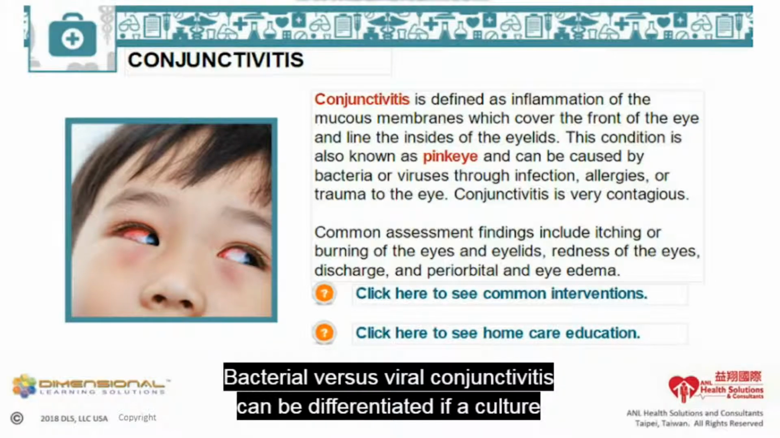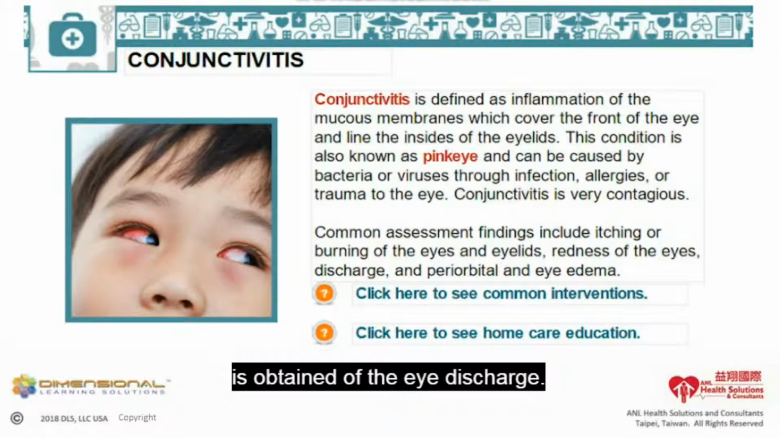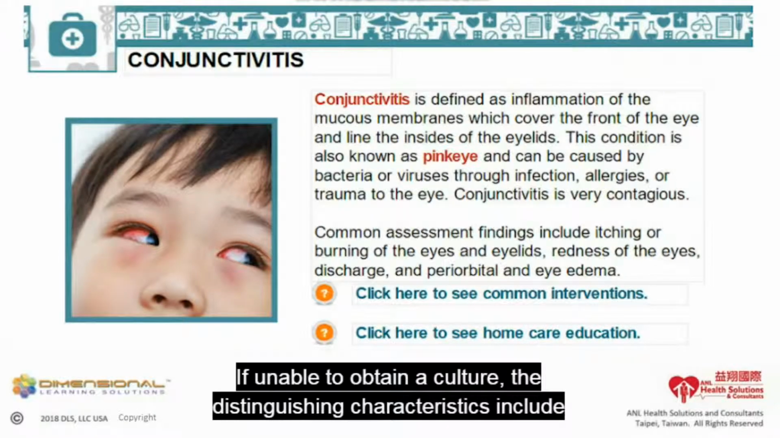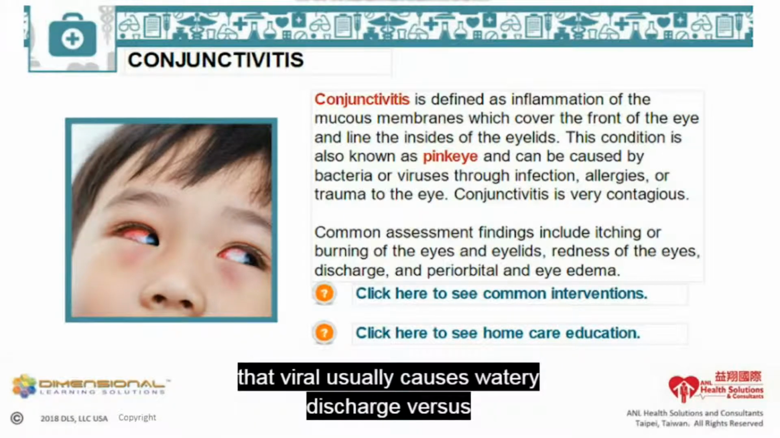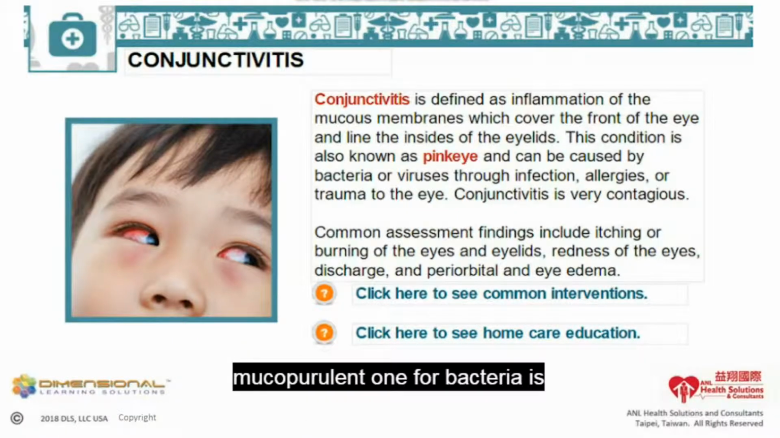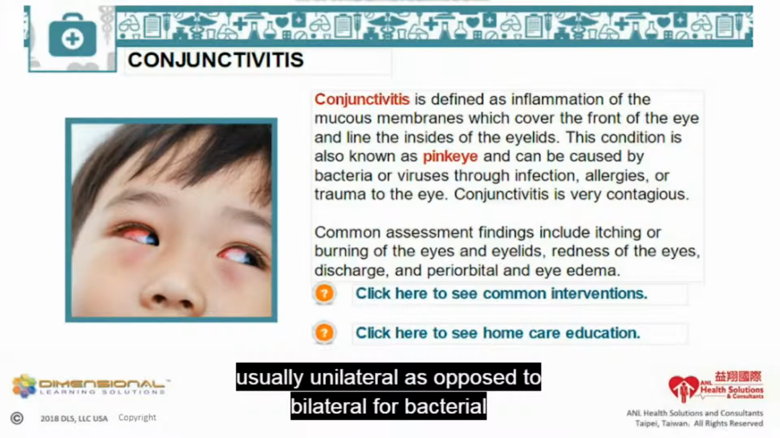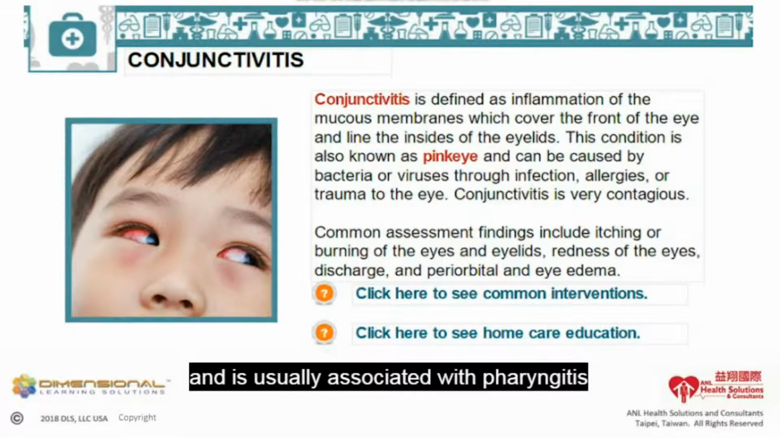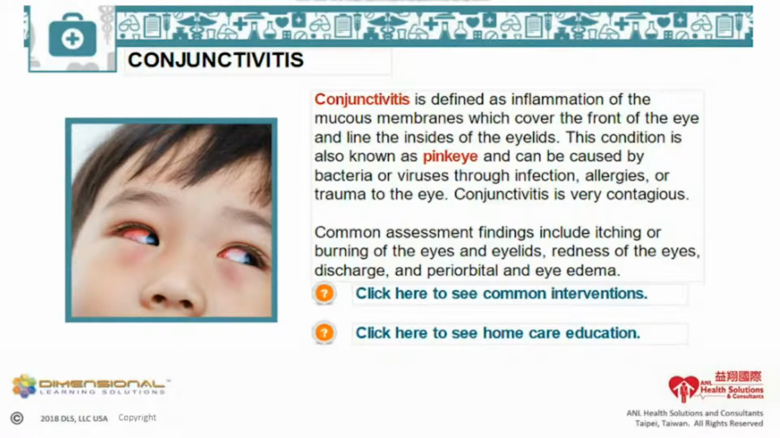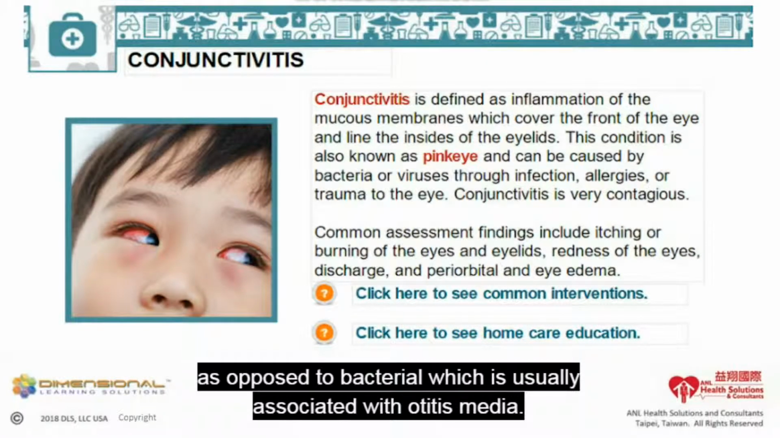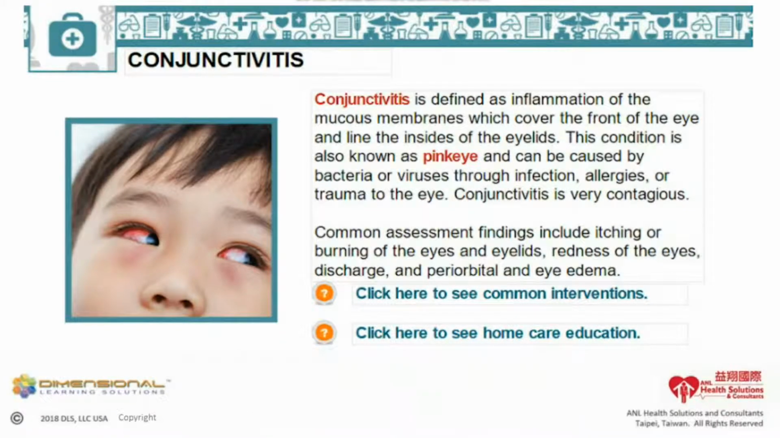Bacterial versus viral conjunctivitis can be differentiated if a culture is obtained of the eye discharge. If unable to obtain a culture, the distinguishing characteristics include that viral usually causes watery discharge versus a mucopurulent one for bacteria, is usually unilateral as opposed to bilateral for bacterial, and is usually associated with pharyngitis as opposed to bacterial, which is usually associated with otitis media.